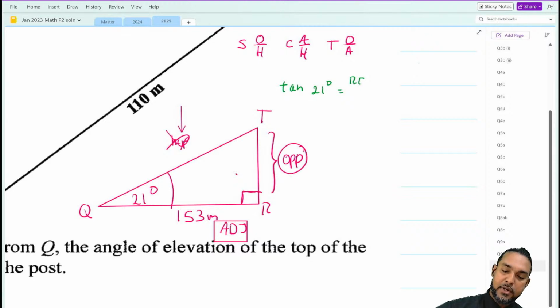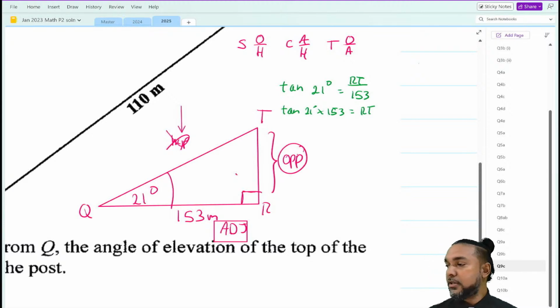Tan 21 degrees is equal to RT over 153. So how do we solve for RT here? We would multiply by 153 on both sides of the equation, right? So when you multiply on both sides, you remove it as a denominator, and you essentially make RT the subject of the formula.